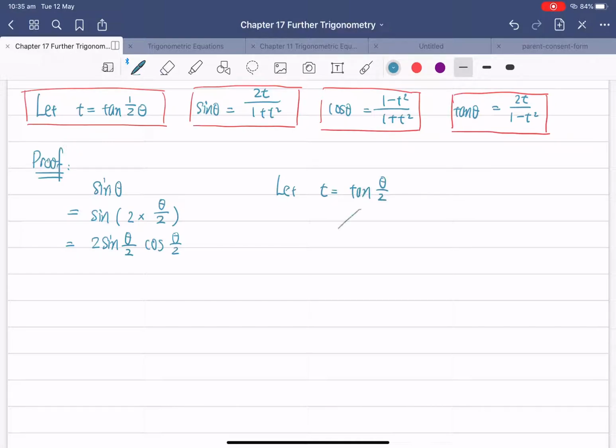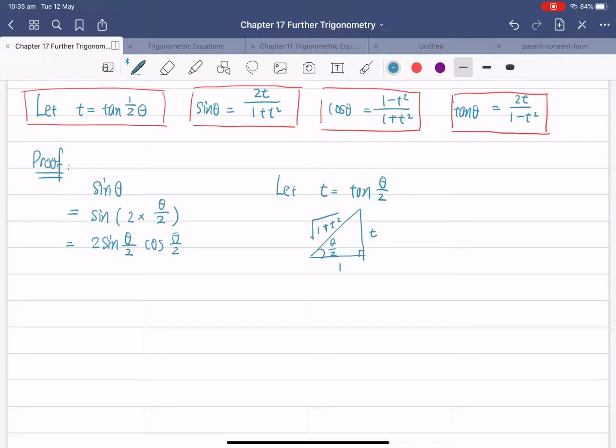And from here we can draw a right angle triangle, and then we can use SOHCAHTOA to write down the side lengths. So if the angle here is equal to theta over 2, then tangent is equal to t, which means opposite over adjacent is t over 1. And if that's equal to t over 1, then the hypotenuse will be the square root of 1 plus t squared. It should be 1 squared plus t squared, but 1 squared is still equal to 1.